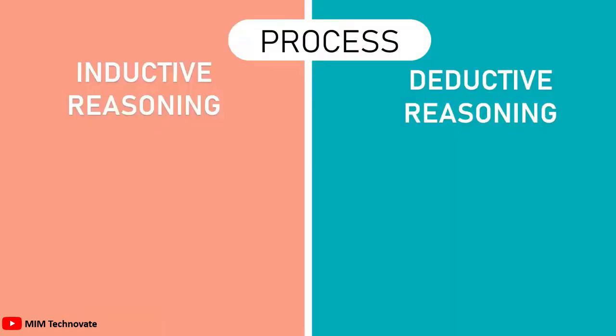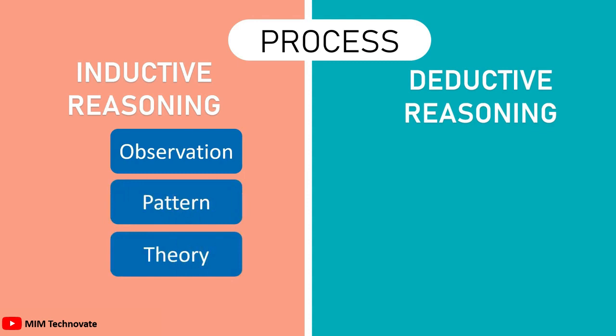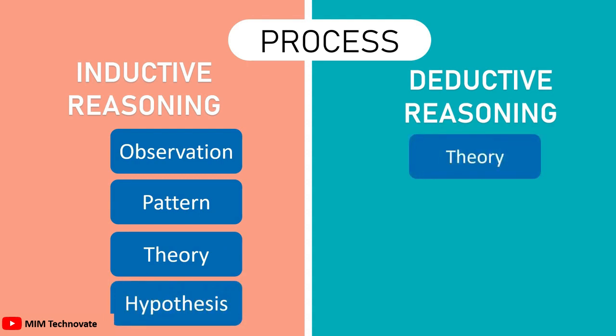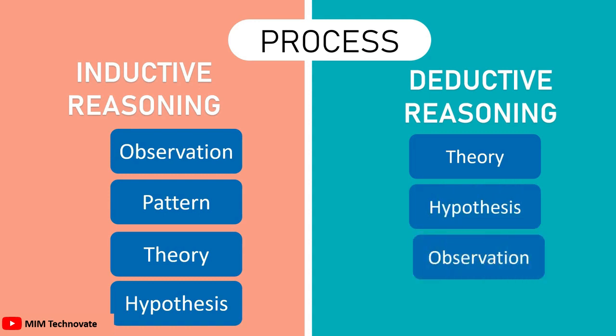Process. Inductive reasoning begins with a small observation that determines the pattern and develops a theory by working on related issues and establishing the hypothesis. Whereas deductive reasoning begins with a general statement, that is theory, which is turned into the hypothesis, and then some evidence or observations are examined to reach the final confirmation.